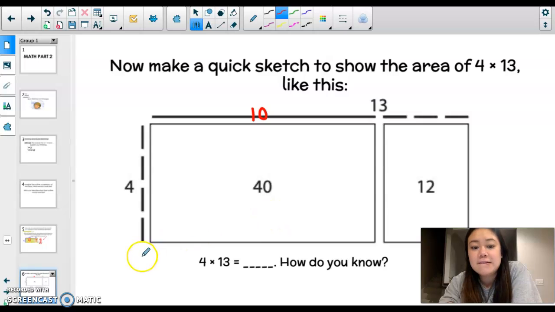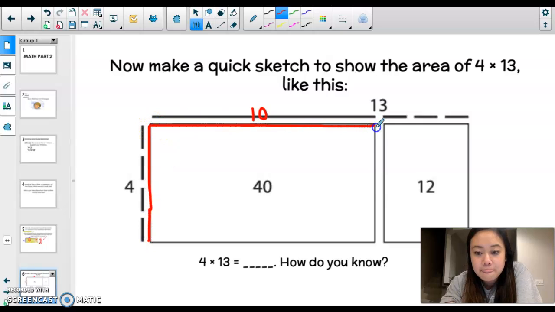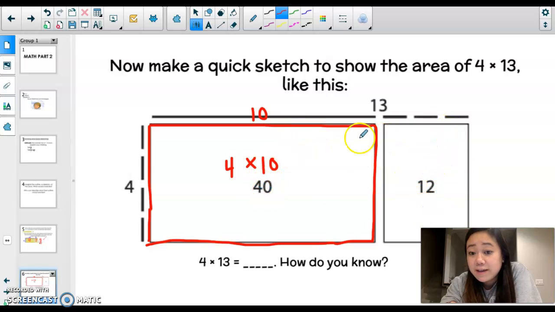And then what we did next was we went through and we just drew a quick rectangle around. And so here I got 40 because I know it's 4 times 10 because I'm taking the dimensions of just this rectangle. So just this rectangle here, it's 4 going up and down and 10 going left to right. So that's how I got 40. Over here, it's not 13 because I already took 10 away. I only have 3 left here. So really this is 3.